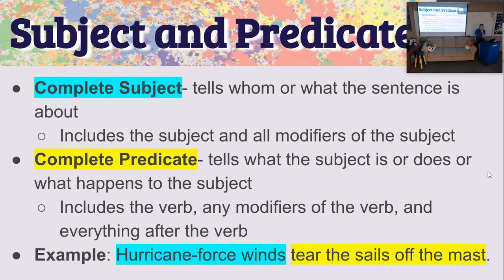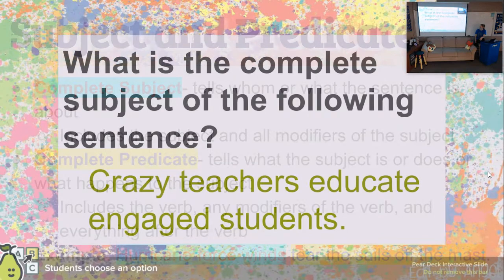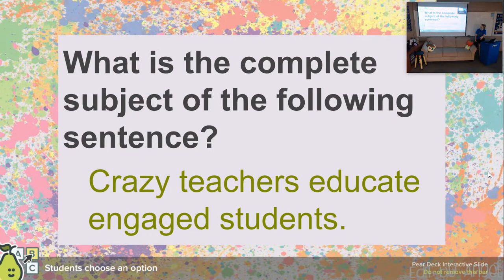Very rarely will I ask you to identify the complete subject and the complete predicate. Normally I'll just ask you to say where's the subject and where's the predicate, but I just want you to kind of know how the sentences are normally split up. So go ahead and tell me what is the complete subject of this sentence. So the who or what the sentence is about and all the modifiers of it.